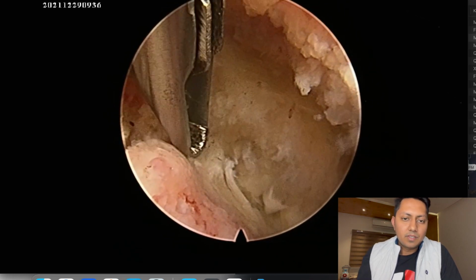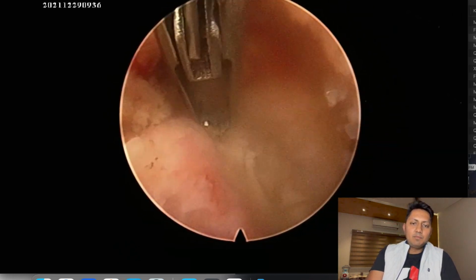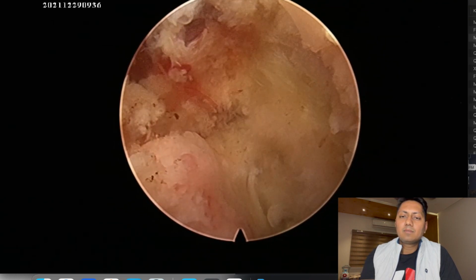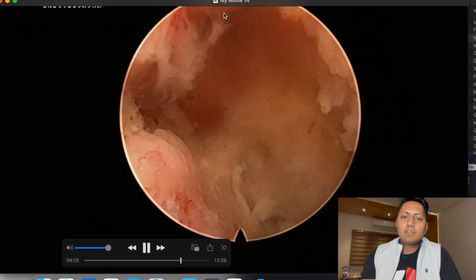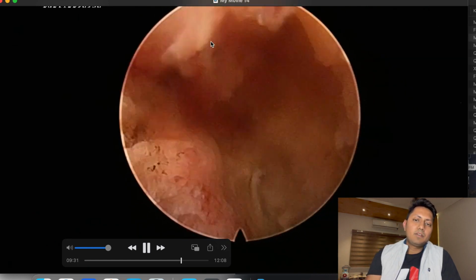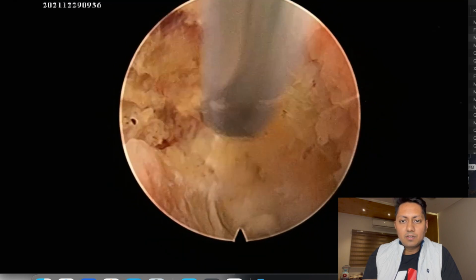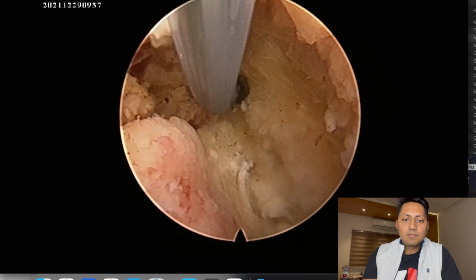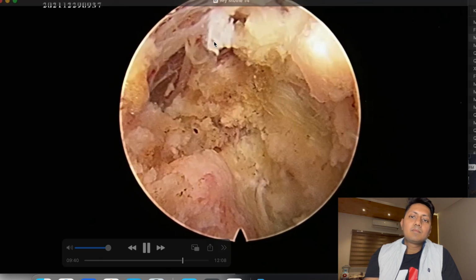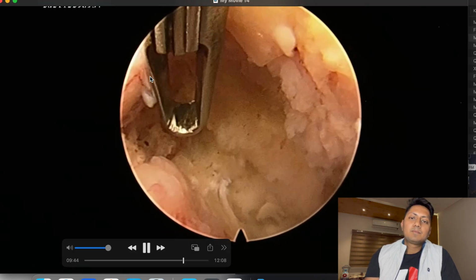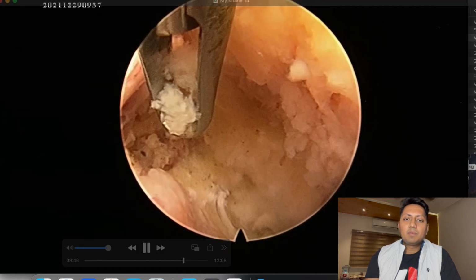How beautifully you can see now the traversing root freely moving, all done under local anesthesia. You can see this is the L5 traversing root with the dura mater, and it has been adequately decompressed now. You can see all free now. Just some osteophytes at the upper end plate are being removed.